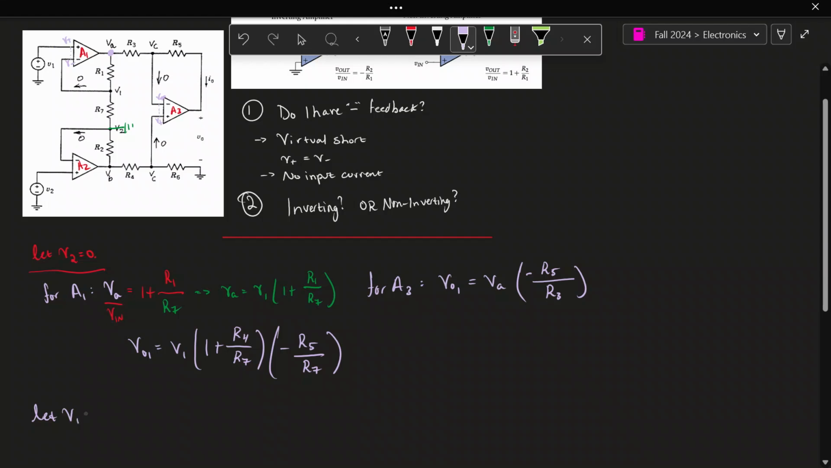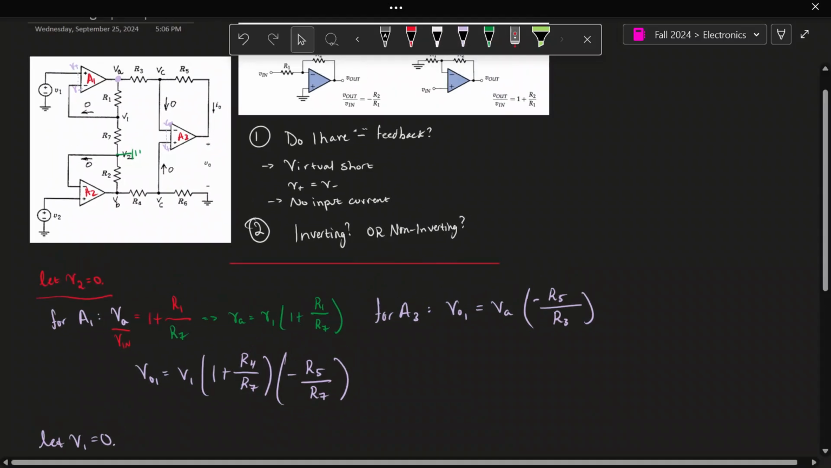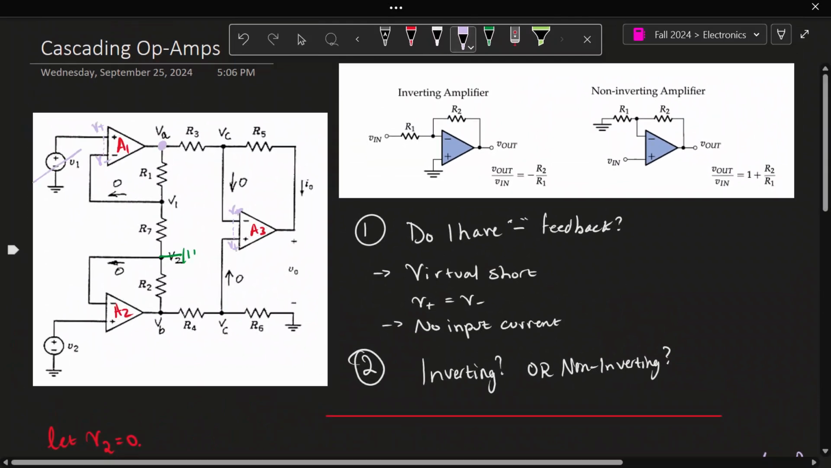The second part here is let V1 equal 0. So now you're looking at the response of the output voltage when V2, or amplifier 2, is in order. So again, we're letting V1 here equal 0. So we're letting this be 0. That means we have negative feedback A1. So this is ground, and this is ground now.